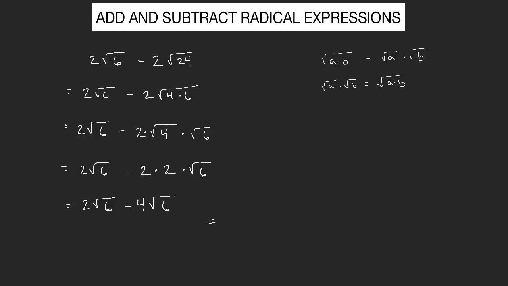Okay, so that equals 2 minus 4 times root 6. I'm going to say that this equals negative 2 times root 6. There's our answer, negative 2 times root 6. Once again, all we're doing is our rule here. Okay, just like we did on the last problem.